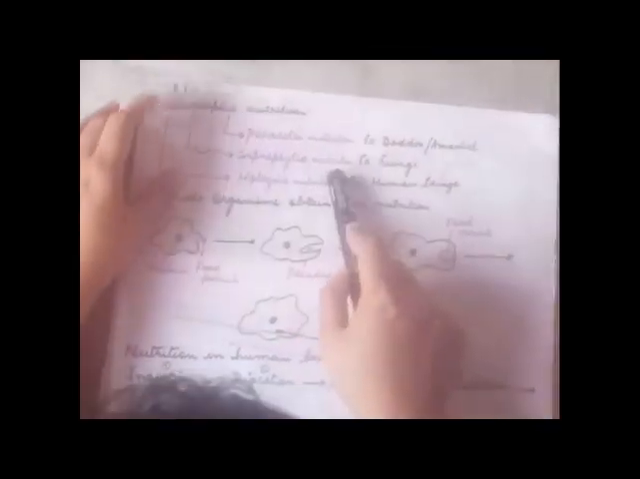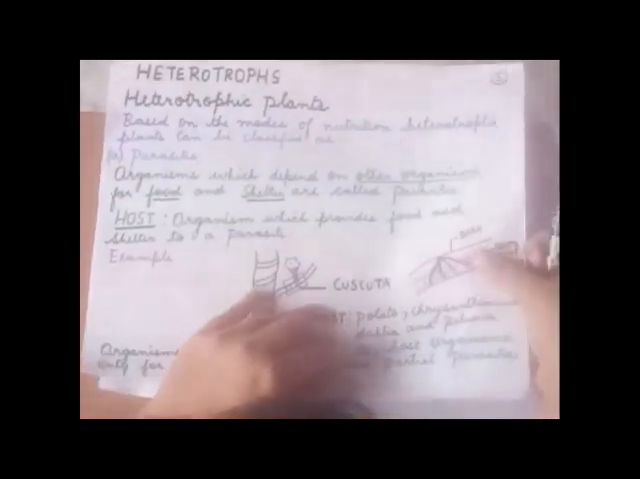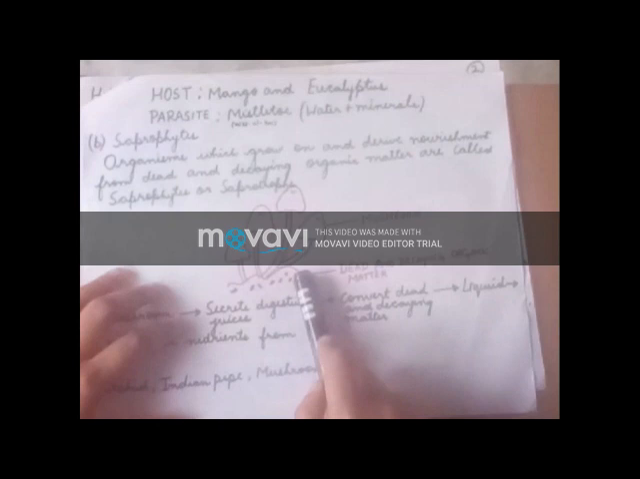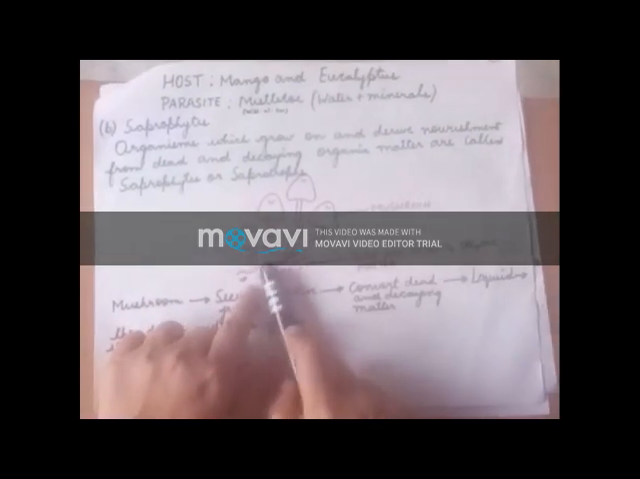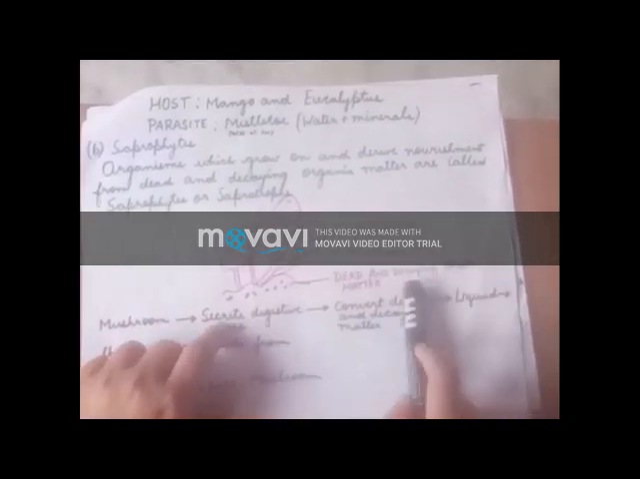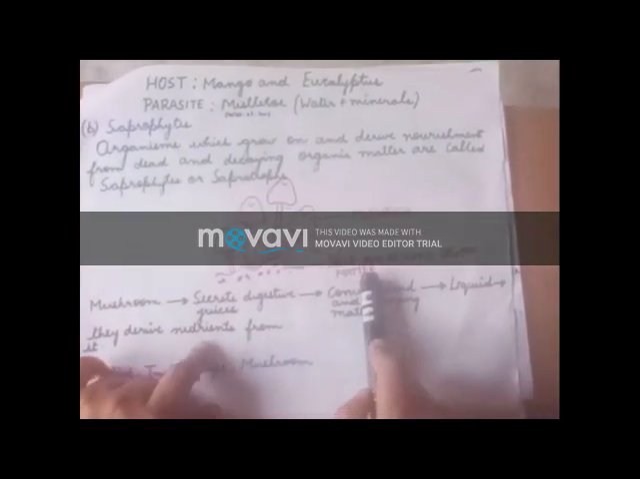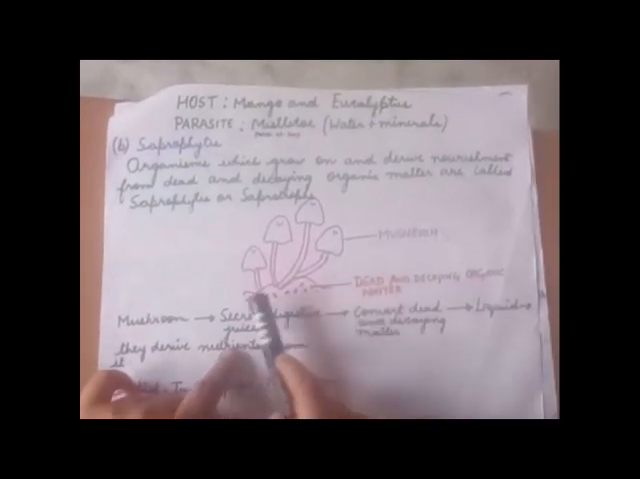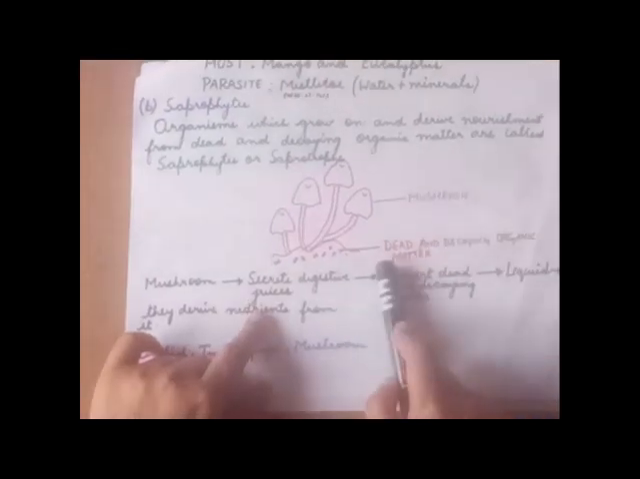What is saprophytic nutrition? Example, fungi. An example for saprophytic nutrition is the mushroom. Here in mushroom, what happens is they grow on dead and decaying organic matter. Now this mushroom secretes digestive juices on this dead and decaying matter.